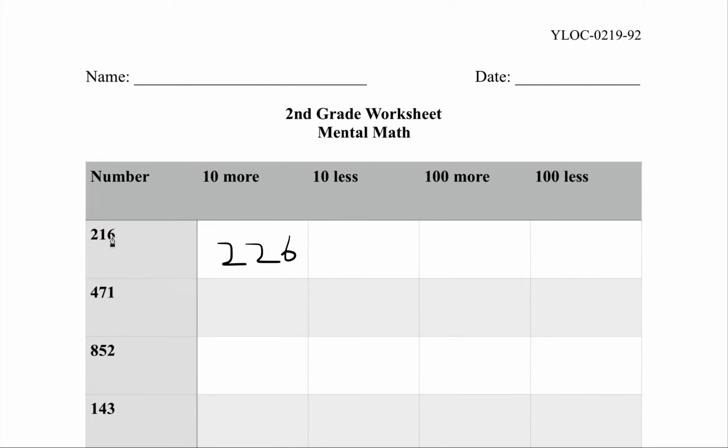What is 10 less than 216? So pretty much 216 minus 10. Try doing that in your head. And 216 minus 10 is 206. What is 100 more than 216? 216 plus 100 is 316. What is 100 less than 216, which is pretty much 216 minus 100, and 216 minus 100 is 116.